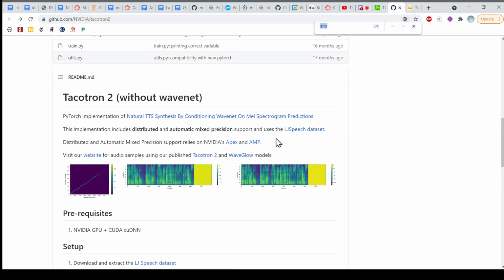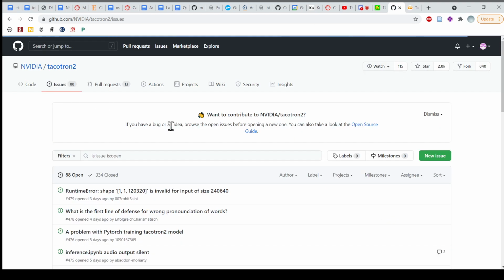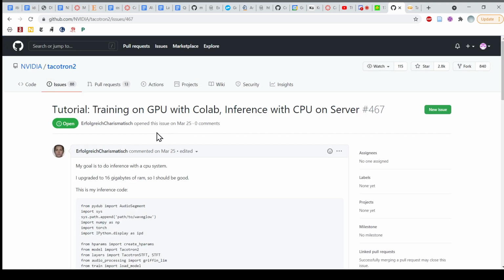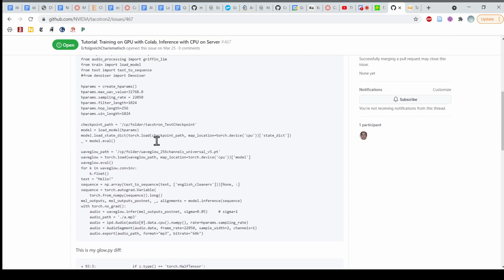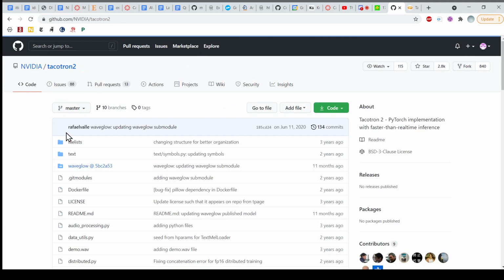I feel bad, but I'm gonna... Oh, shit. Colab. When in doubt, go to the issues and look for Colab, and then... Oh, hell yeah. Oh, they're just... God. Well, I'll look at this code, I guess, since it's going to force me to.